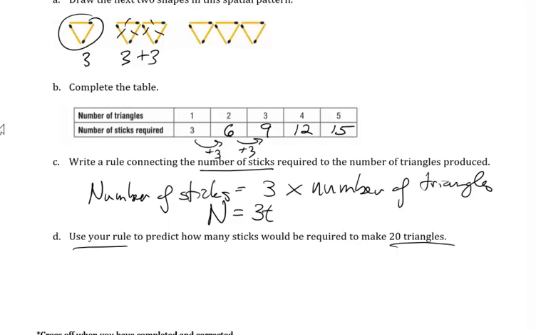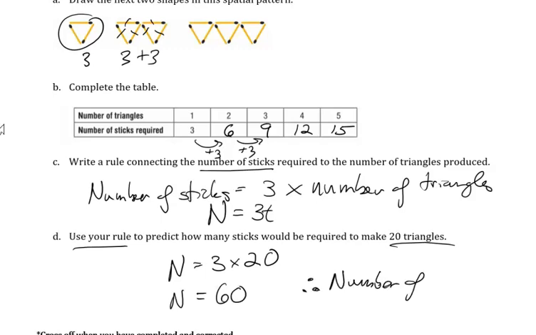Predict how many sticks we need to make 20 triangles. We want to know the number of sticks equals 3 times the number of triangles. So the number of sticks equals 60, therefore the number of sticks is 60.